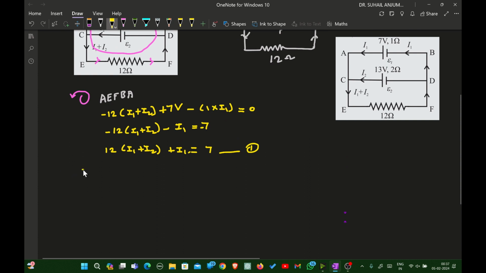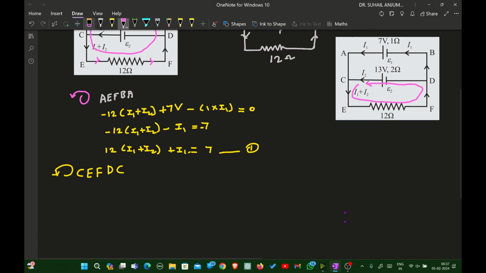For the loop CEFDC, I will trace it anti-clockwise again. So this is the loop here actually. I will trace it with another color. It starts from C, then goes to E, then to F, then to D, and again it comes back to C. So this is the loop here, okay?